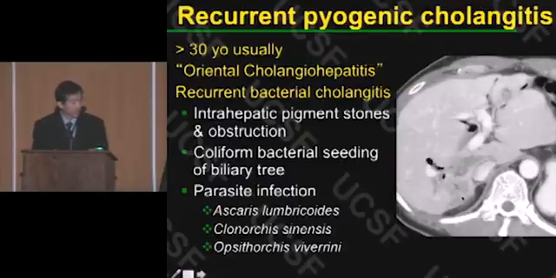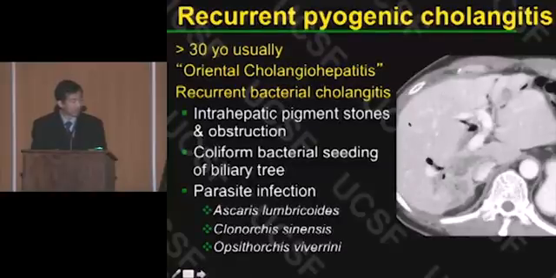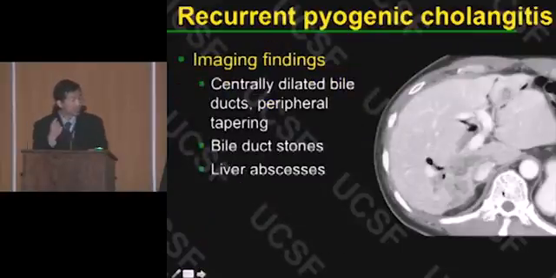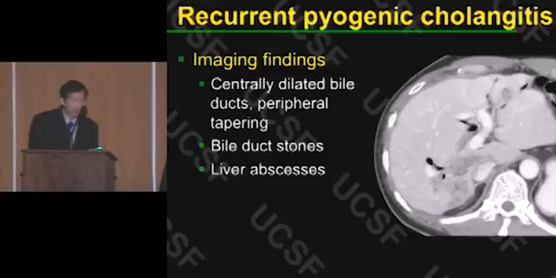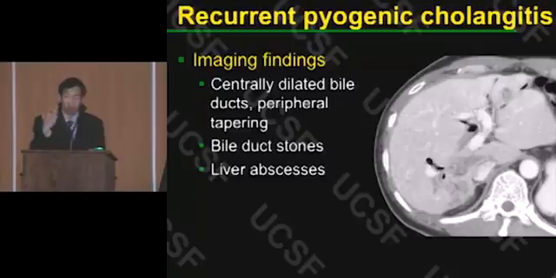Another case, we see multiple filling defects in dependent portions of the bile ducts, relative peripheral bile duct sparing. Here's a crescent of bile anterior to a small stone. We can make the diagnosis of stones quite easily. Again, centrally, the bile ducts tend to be dilated, peripherally not so much, and we look for liver abscesses that may need to be drained and bile duct stones that may need to be extracted, and of course, cholangiocarcinoma.